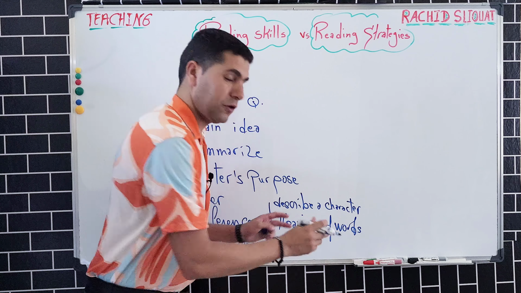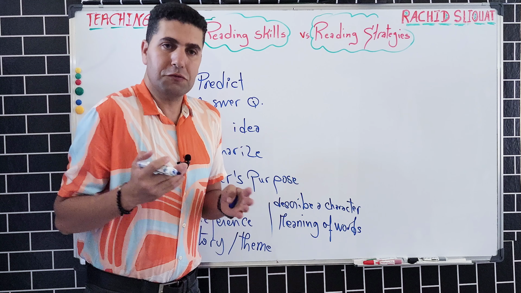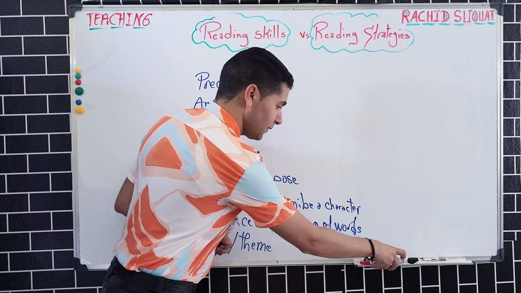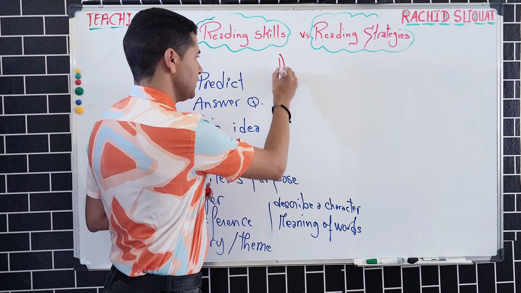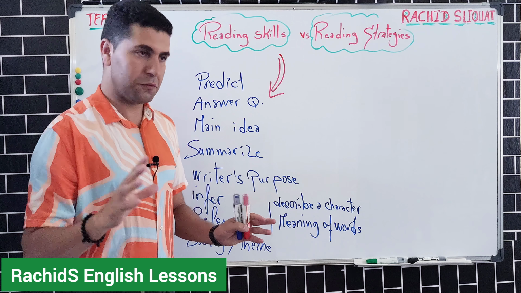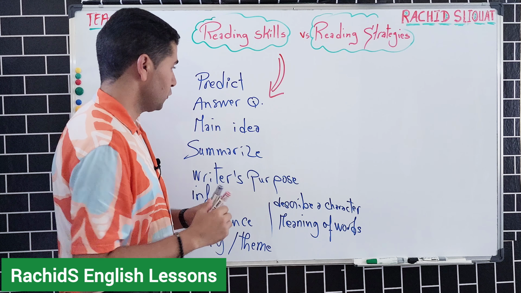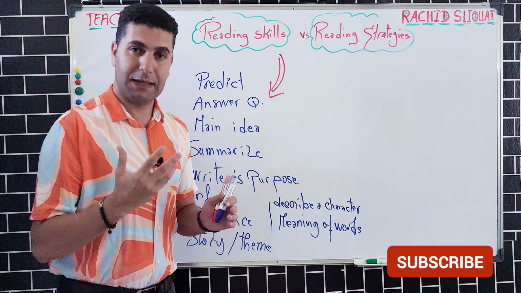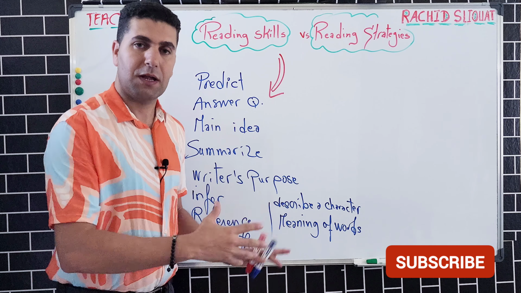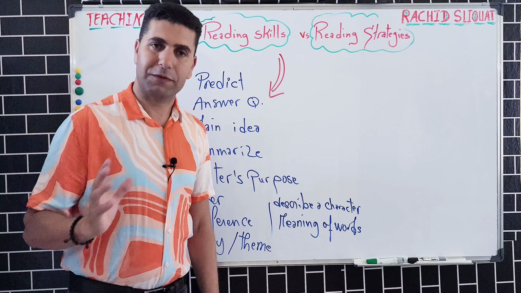Now, this is actually what we want students to do when reading the text. This is something that we can consider as the skills. So these are the skills. This is what we want students to do: to predict, to answer questions, to know the main idea of the text, to summarize, to identify the author's purpose, etc. These are examples of skills.